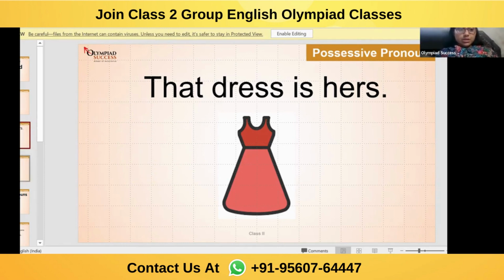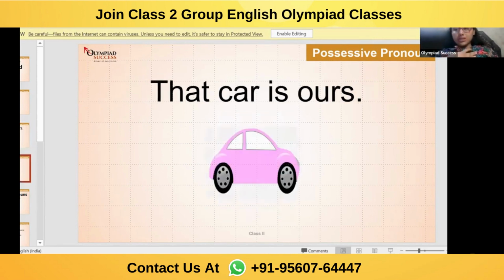Okay, next. The car is ours. O-U-R-S. It means that the car belongs to many people. We don't know the names of the people, so we just say ours. Or if I have a car and in my family everyone shares that car, I can say the car is ours.